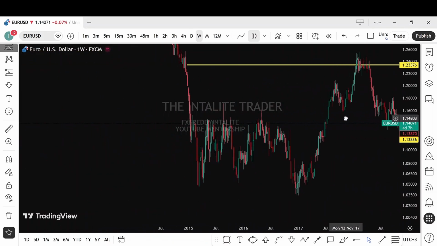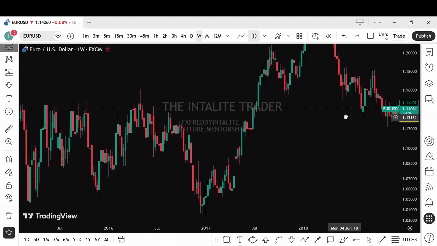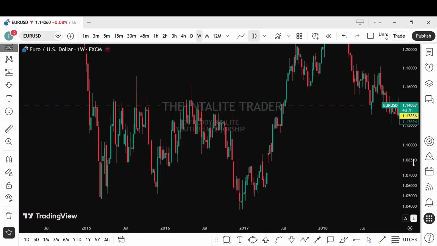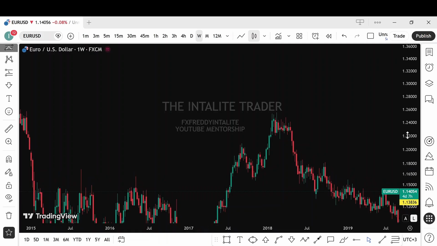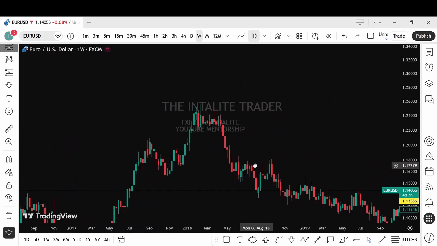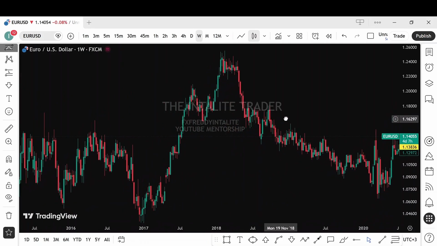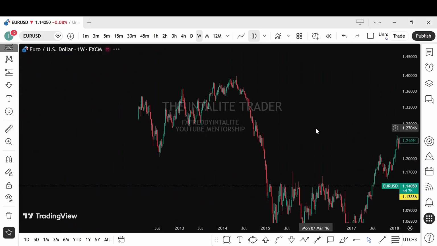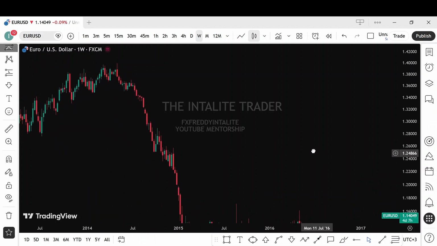you need to understand deep pullbacks and shallow pullbacks because at times the market will not give you a clean pullback. So that means you will be left out. The market will leave you if you are waiting for it. So you need to know that at times when the market is strongly trending, it doesn't give those pullbacks.